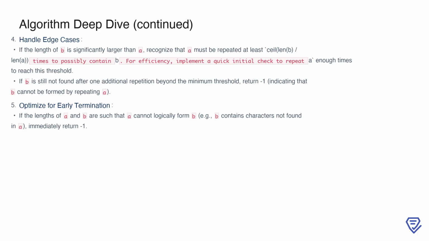Additionally, if the characters in b include any that are not found in a, it's immediately impossible for b to ever be a substring of repeated a, and we can return -1 without further computation. These optimizations ensure that we handle edge cases efficiently and avoid unnecessary iterations.